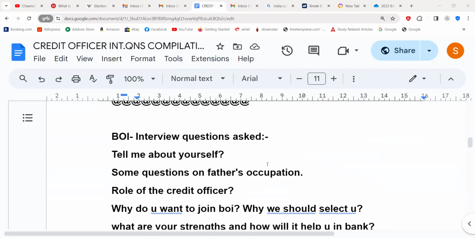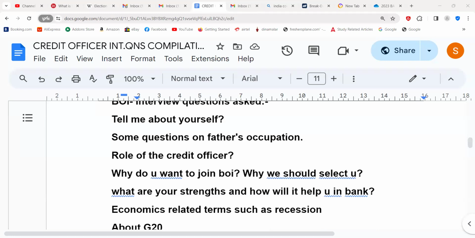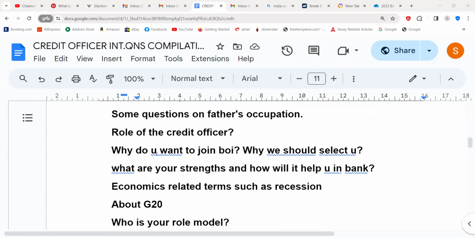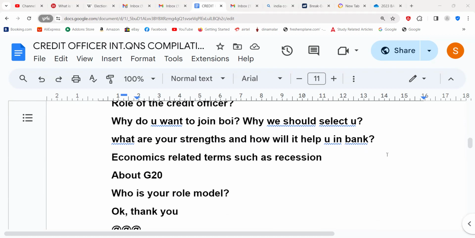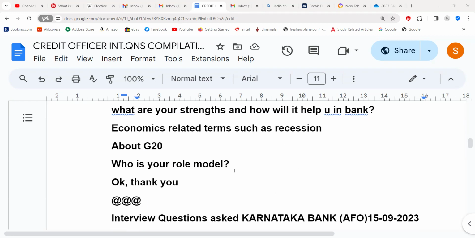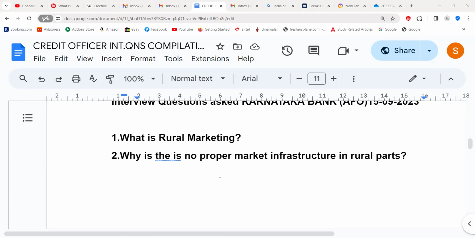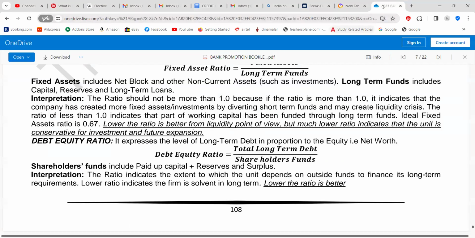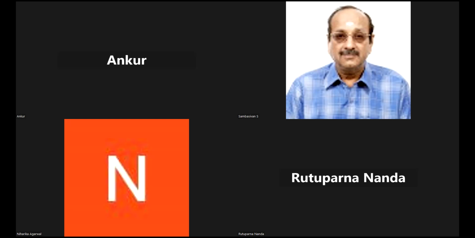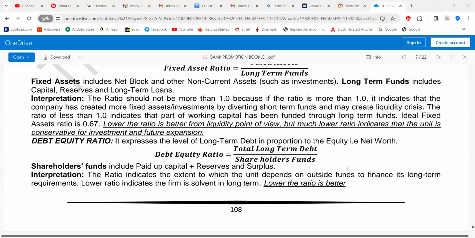Next question: tell me about yourself, father's occupation, role of the credit officer, why do you want to join BOI, what are your strengths, economics related, about G20, who is your role model. That's all. They don't ask very tough questions at all. They will ask very simple questions only. So we will continue with this. Are you now seeing this? Yeah. Ankur, please continue with this.